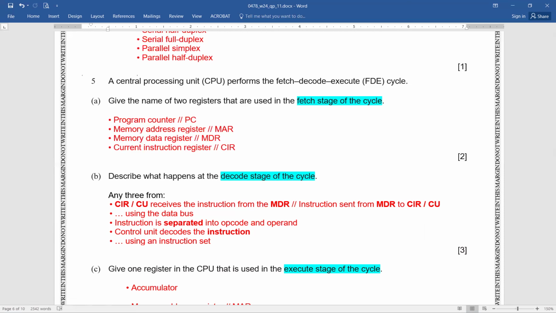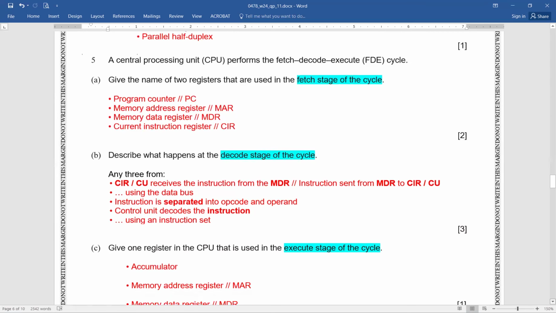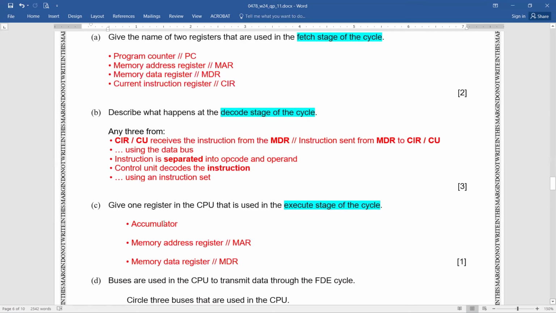Okay. Now give one register in the CPU that is used in the execute stage of the cycle. Exactly, your favorite, accumulator. So accumulator, and a student can write MAR, MDR also, but I think accumulator should be the very first answer that should come to our mind, isn't it? Okay, now another easy question. Let's see what it is.